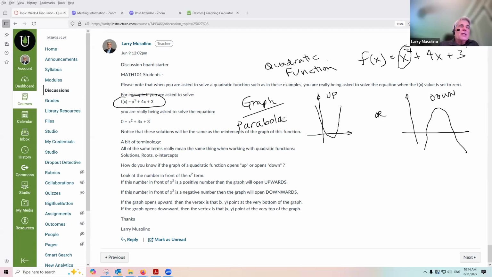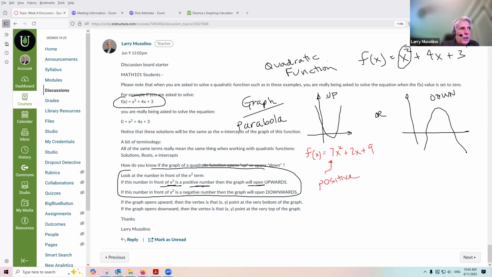Well, there's an easy way to know if a graph opens up or opens down. It says here, how do you know if the graph opens up or opens down? Look at the number in front of the x squared term. If that number in front is positive, then the graph opens upward. Let me give you a quick example. How about if this function was, let's say, 7x squared plus 2x plus 9. I'm just making up an example here. But this number 7 is a positive number in front of the x squared. That's what tells you the graph will open up.